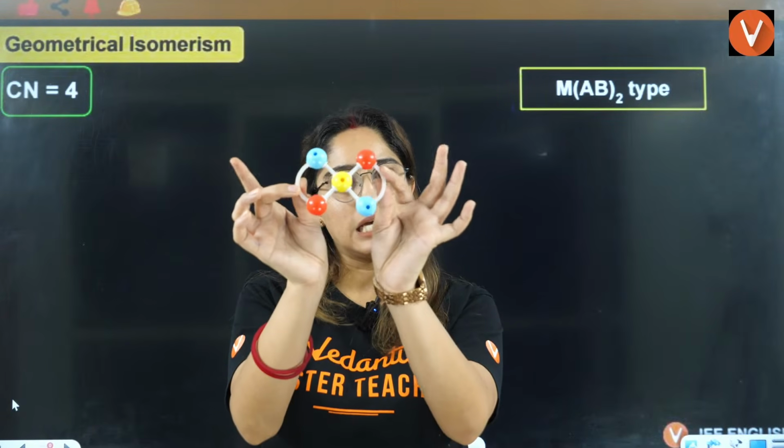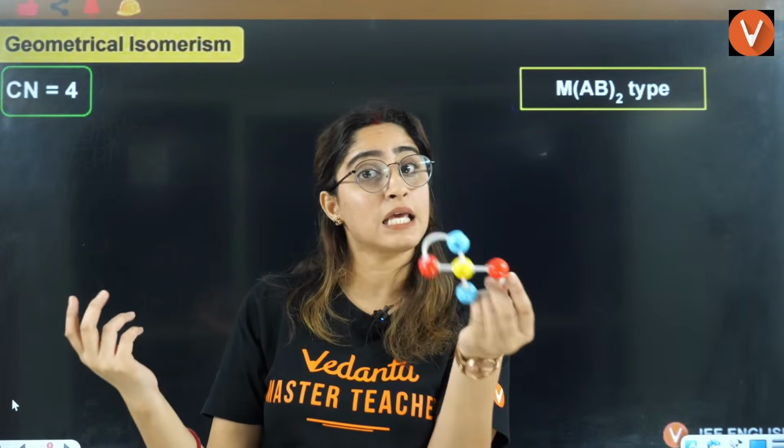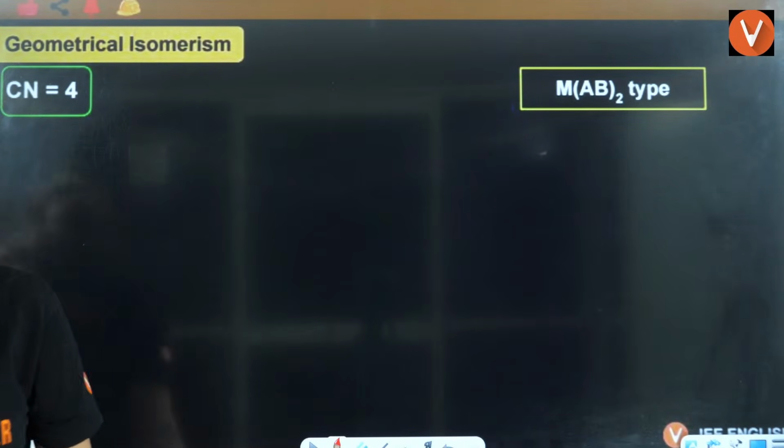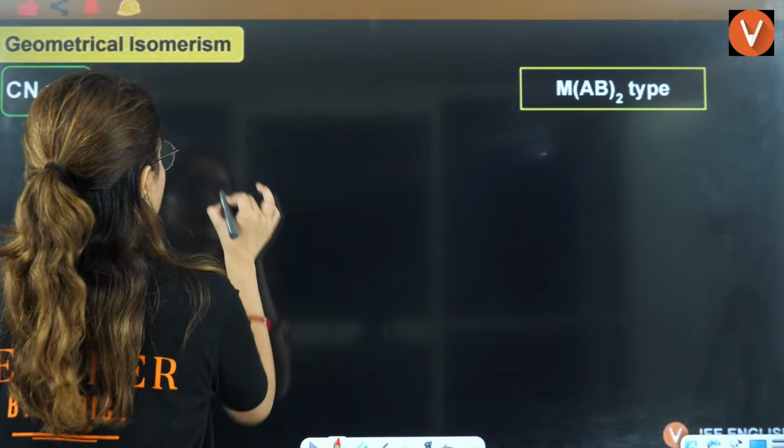So this is opposite. Can I say cis and trans is possible? Yes, ma'am, definitely it is possible. So you can write it like this. M.